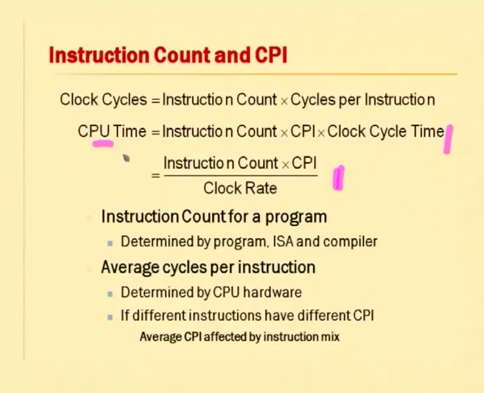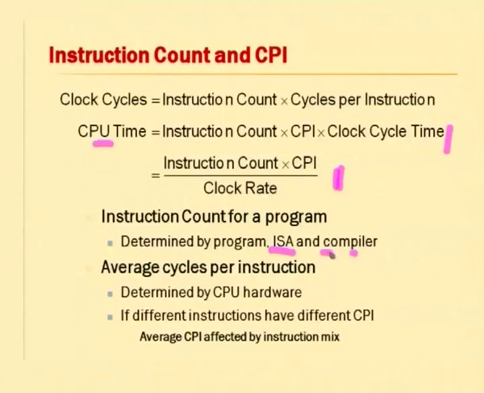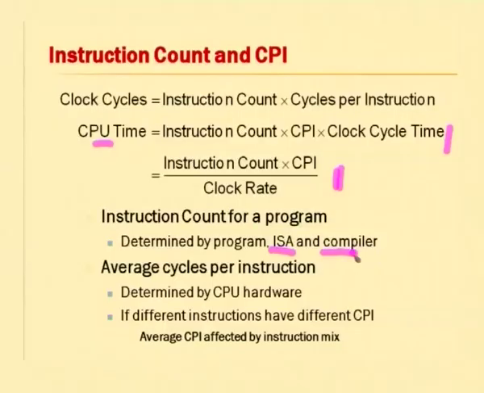Now, what are the things which determine the instruction count, CPI, and the clock cycle time? The instruction count for a given program will be determined by the program itself, what that program is expected to do, and the instruction set architecture, that is, what are the instructions which are there in that particular processor which the program can make use of, and the compiler, because the compiler is the one which is going to take a high level program and convert it to these assembly instructions which are going to be used on the processor. So how well the compiler chooses the instructions is also important. So instruction count we have seen is determined by the program, the instruction set architecture, and the compiler.